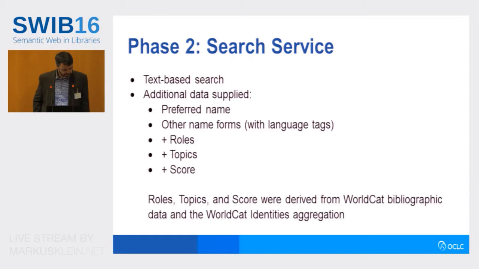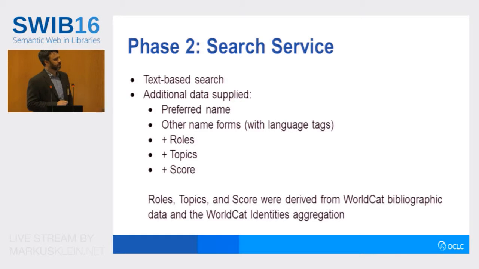Also important to note here is that we provided things that we called roles, topics, and also a score. Roles and topics were determined by going against bibliographic data. Essentially, the most prevalent subject headings among the bibliographic entities that the person was associated with became the topic. And the most prevalent role that person has been assigned in terms of those same resources in WorldCat became the role. During the pilot, we learned that in some cases more was better, because the top topic or the top role might not make a lot of sense on a purely statistical basis. This is especially a problem with some folks who aren't traditional authors of works.